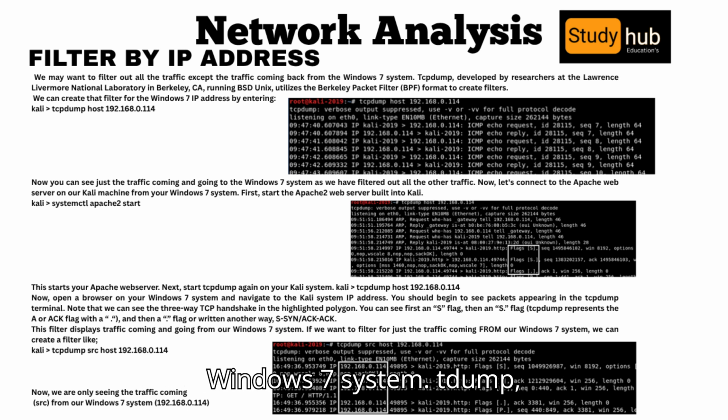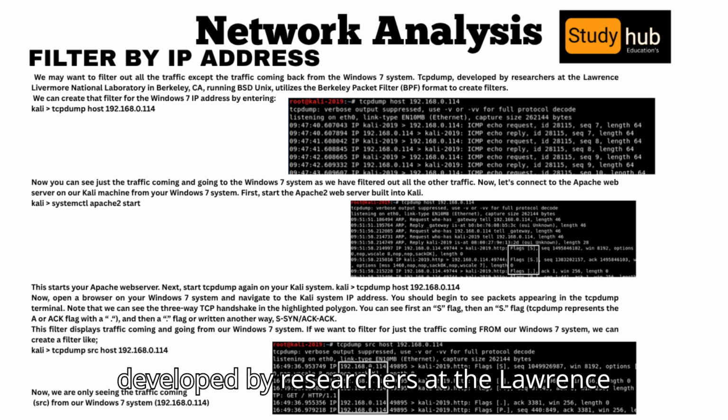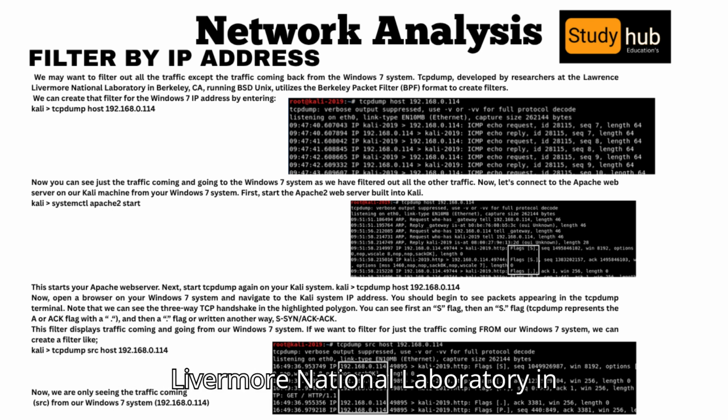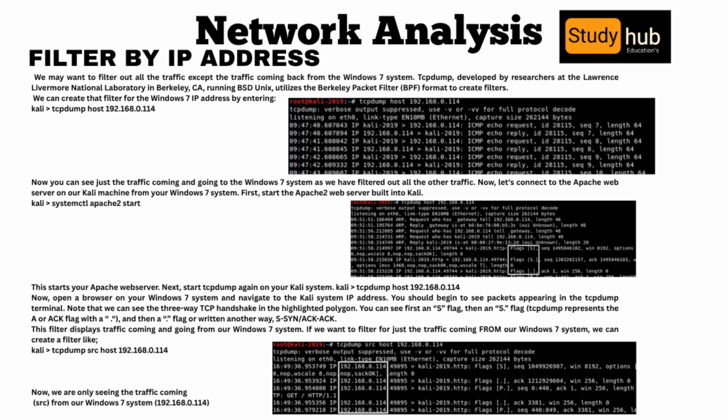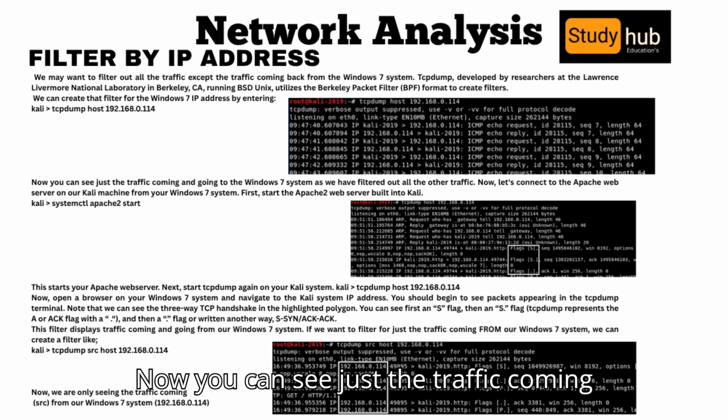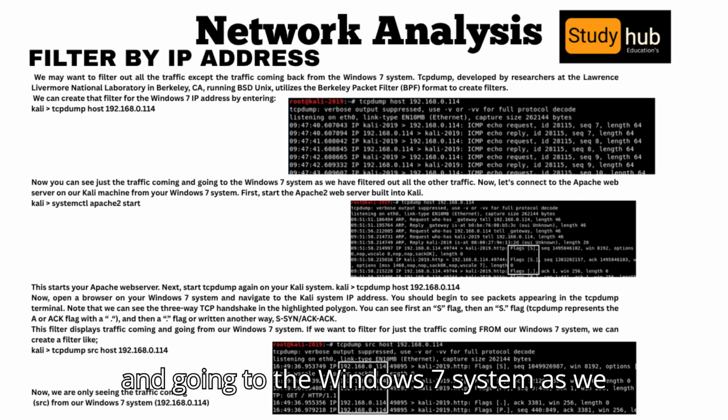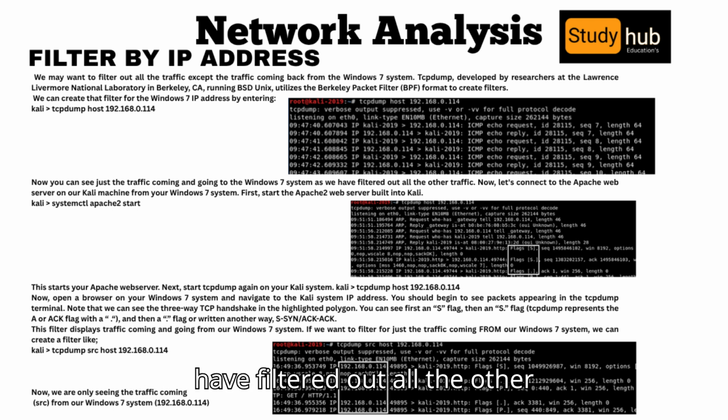We may want to filter out all the traffic except the traffic coming back from the Windows 7 system. tcpdump, developed by researchers at the Lawrence Livermore National Laboratory in Berkeley, California, running BSD Unix, utilizes the Berkeley Packet Filter (BPF) format to create filters. We can create that filter for the Windows 7 IP address by entering kali > tcpdump host 192.168.0.114. Now you can see just the traffic coming and going to the Windows 7 system as we have filtered out all the other traffic.